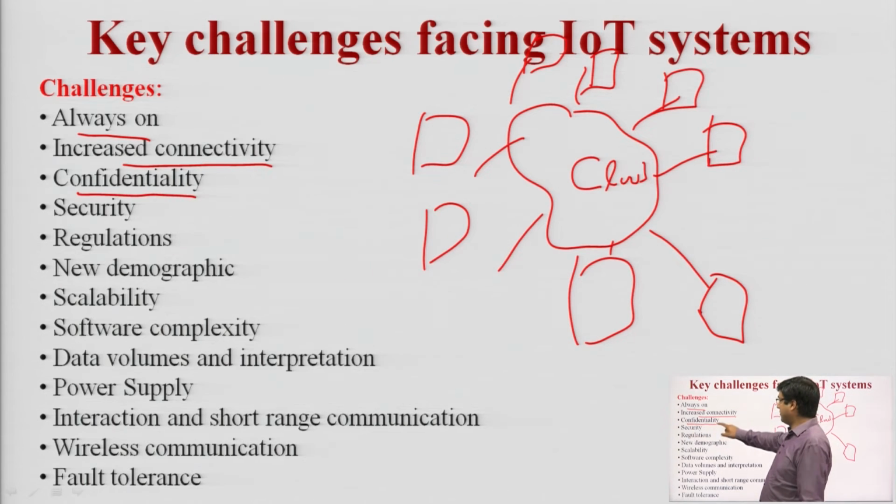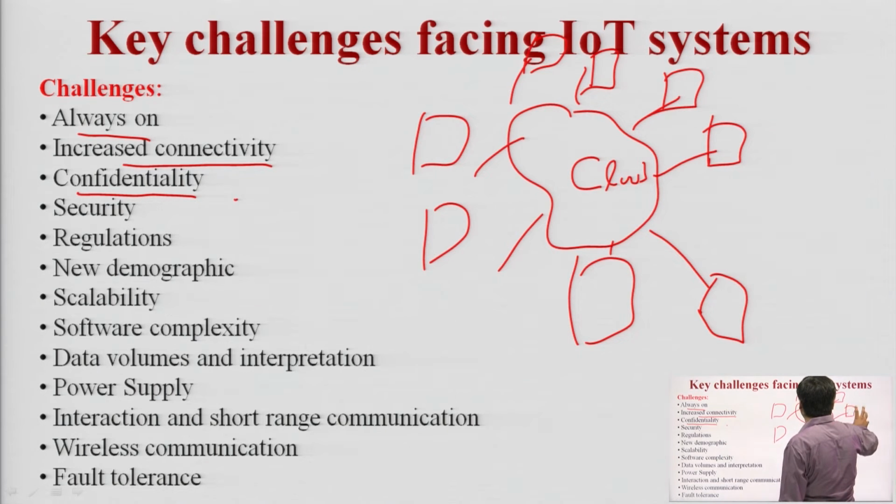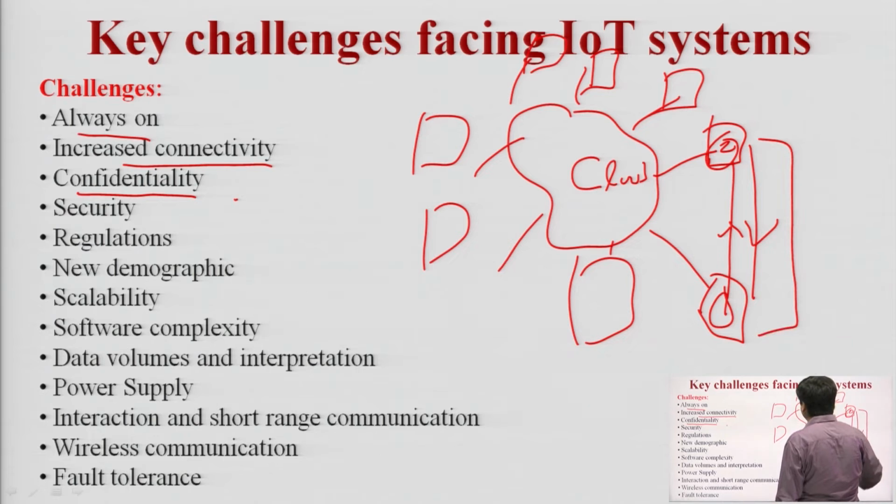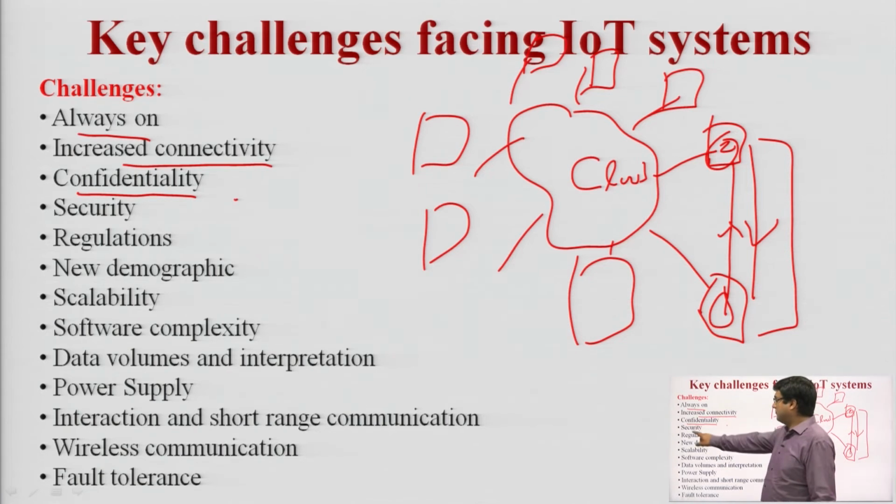Confidentiality is related to security, because each device is connected to other devices. For example, this is device number 1, this is 2, and device number 1 communicates with 2. They are providing some data and getting data from each other. So there should be confidentiality. It needs to be secure. So security should be there among the devices.